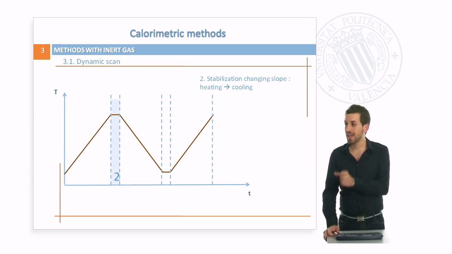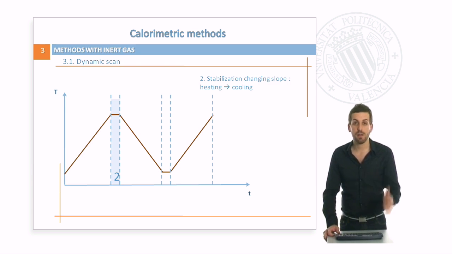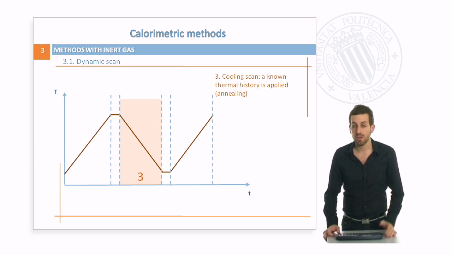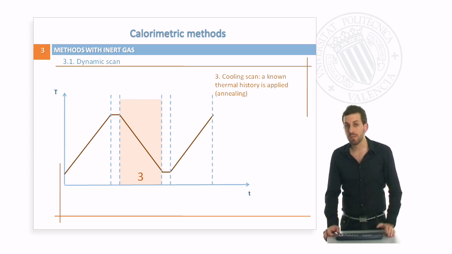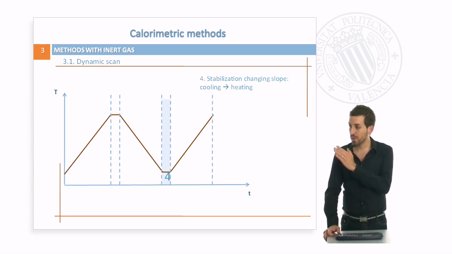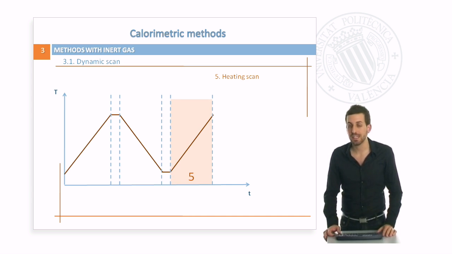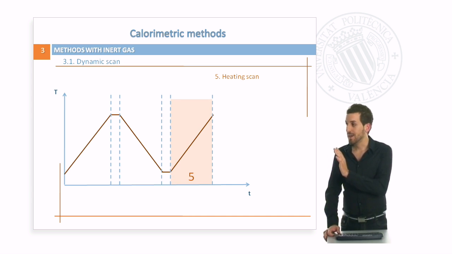Then we can apply a very short isothermal, just a couple of minutes, in order to accommodate the change of slope, because now we are going to cool down from the melting temperature to the ambient temperature or even below. Then we will apply another isothermal segment in order to accommodate the change between the cooling and the next heating scan, which is really important.